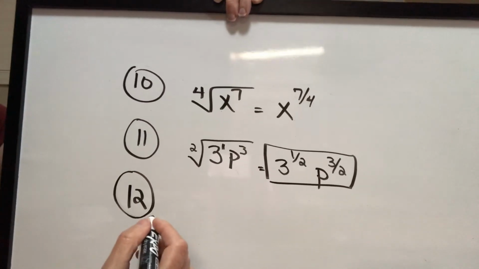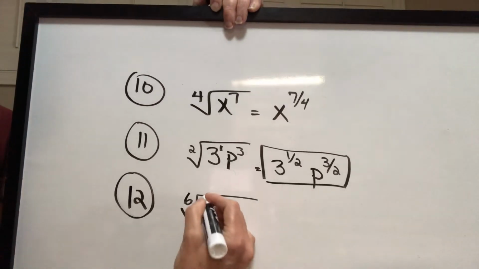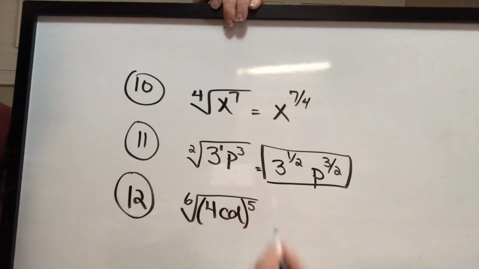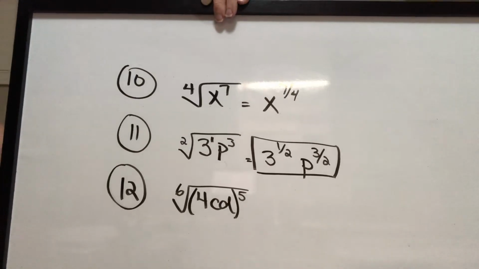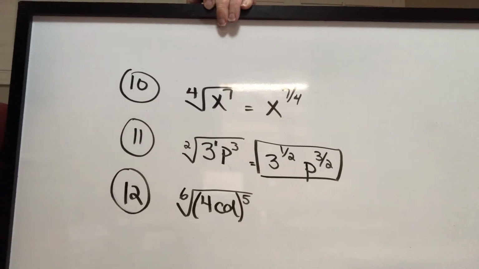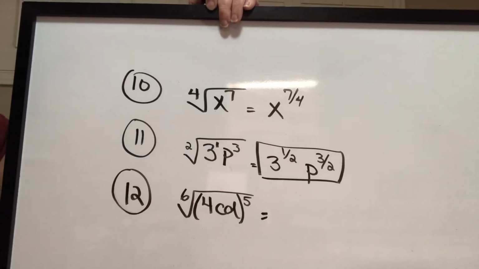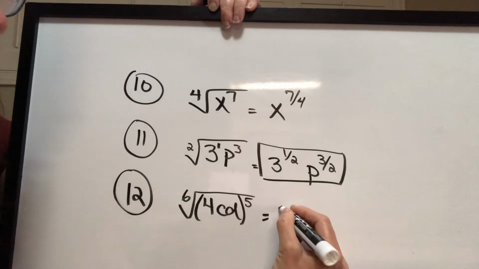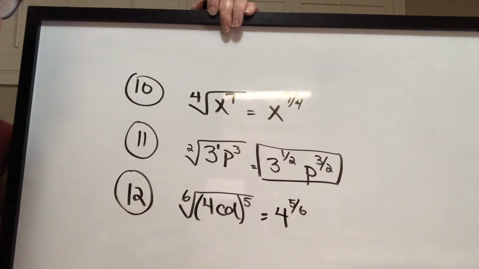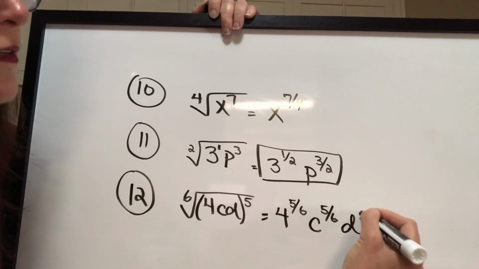Now number 12 is similar, but notice there are parentheses around the numbers inside of the radical. So that implies that every number is raised to the 5th. So 4 is raised to the 5th, C is to the 5th, and D is to the 5th. So in order to make these with exponents, you would take each one separately and say 4 would be raised to the 5/6 power, C would be to the 5/6 power, and also D would be to the 5/6 power.